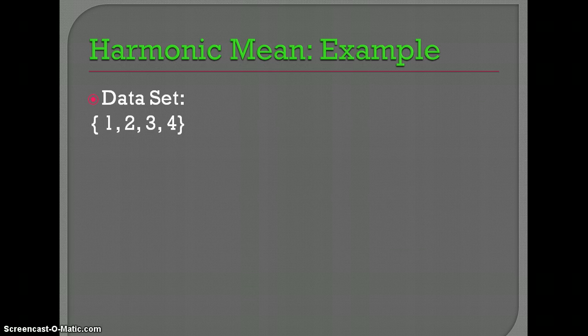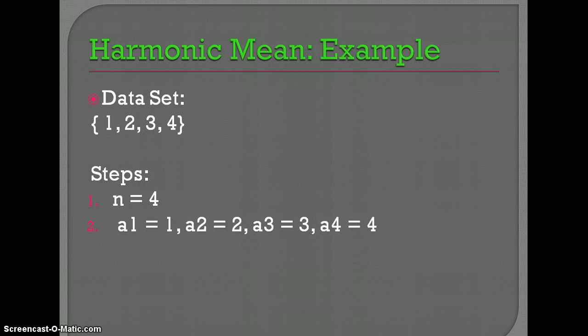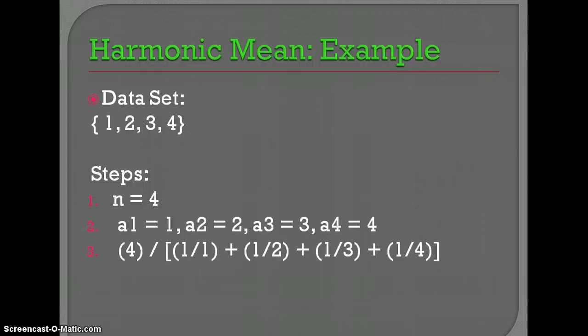An example. The data set shown here is 1, 2, 3, and 4. The steps. N equals 4, meaning that there are 4 numbers in this data set. A1 is 1, A2 is 2, A3 is 3, and A4 is 4. So what you do, it would be 4 divided by parentheses 1 over 1 plus 1 over 2 plus 1 over 3 plus 1 over 4.